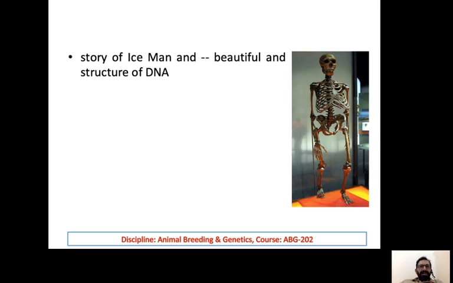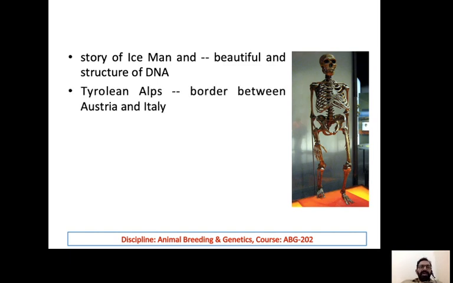So this beautiful structure is now present in the museum, and that was first named as Iceman after it was discovered in the Tyrolean Alps area, that is between Austria and Italy. Just under the snow, it was discovered, so that's why it was named Iceman.